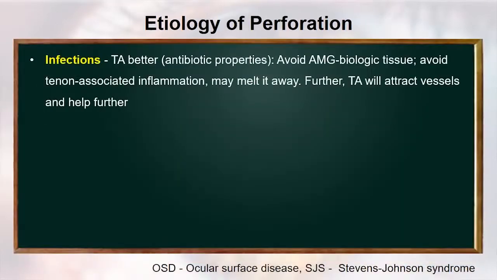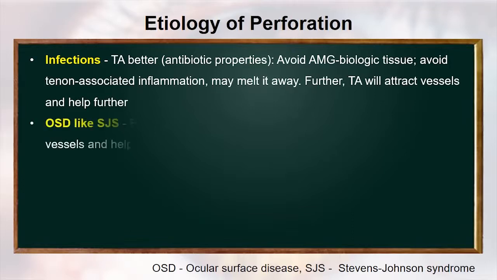And then very important is etiology of perforation. Why did that perforation happen? Infections. So in case you have infection, I've already discussed TABCL, TABCL, and TABCL. If you have infection less than 2 millimeter or around 2 millimeter, you first choose TABCL. You should avoid AMG because AMG is a biological tissue and it might increase the multiplication of the organism. You may avoid tenon also because there is infection, so there is inflammation going on. It might eat it away. TA would attract blood vessels. I have already said it has an antimicrobial property, so TA would be preferable when you are dealing with infection related perforations.